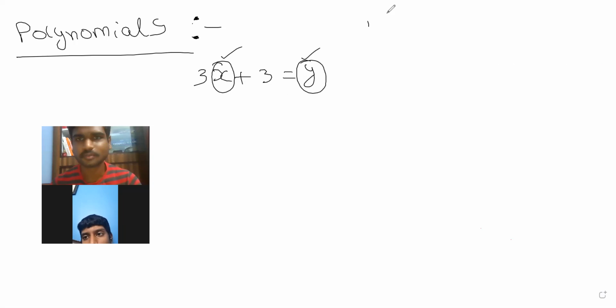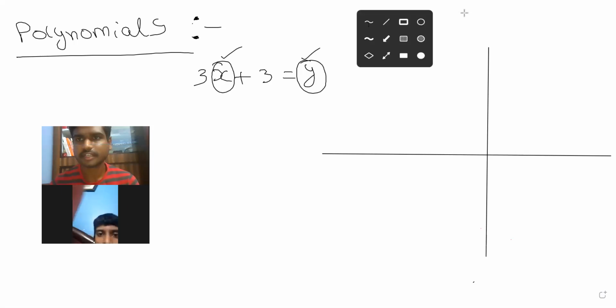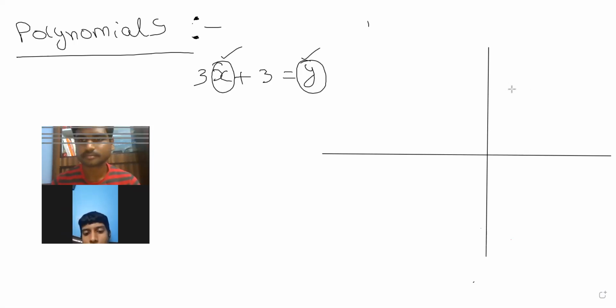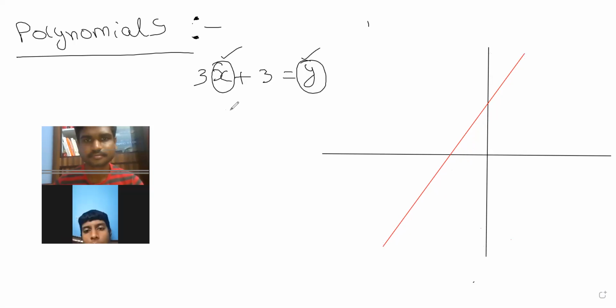If you want to represent this in a graphical form, this 3x plus 3 equals y, I will get a line like this.